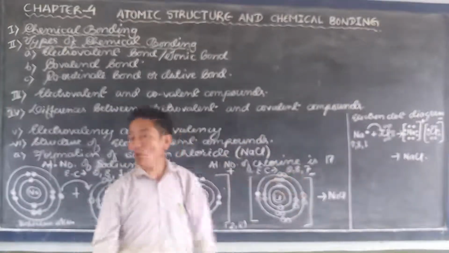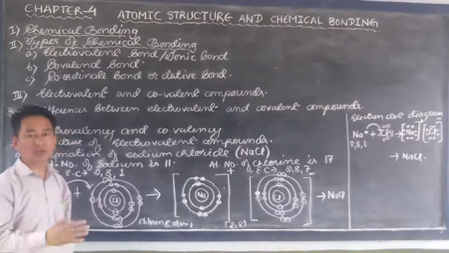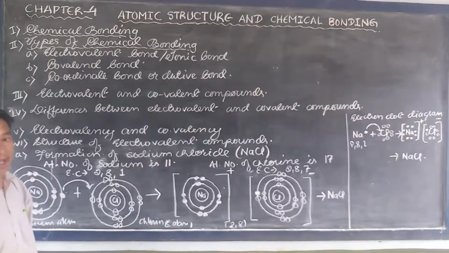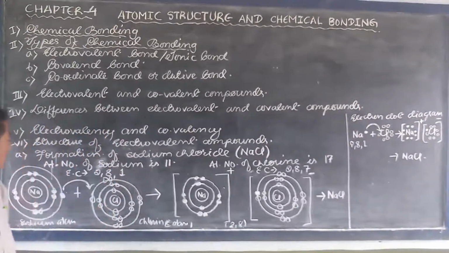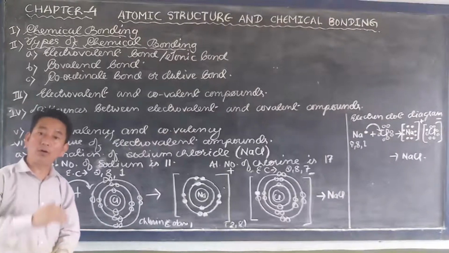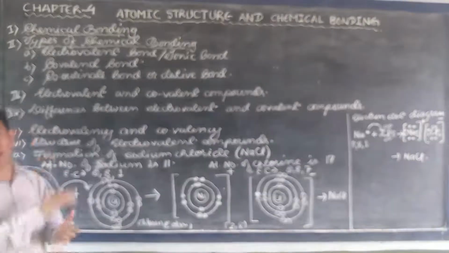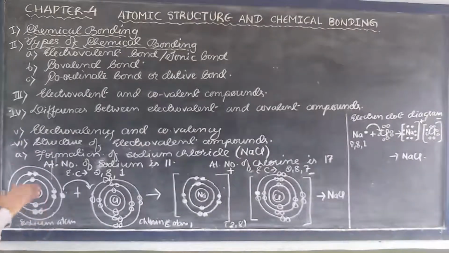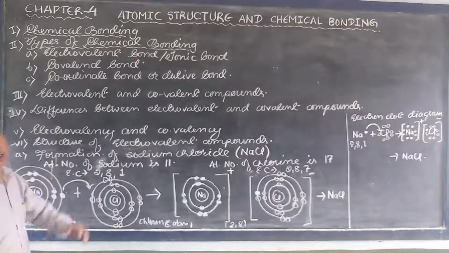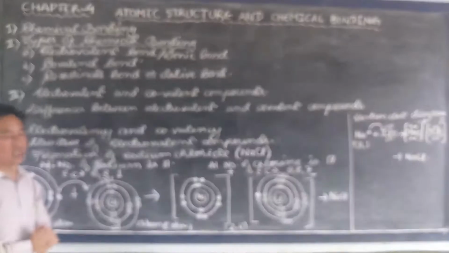Now next, covalent compounds are bad conductors of electricity except polar ones. Now next, number 5, electrovalency. The number of electrons lost or gained by one atom of an element to acquire stable electronic configuration is known as electrovalency.